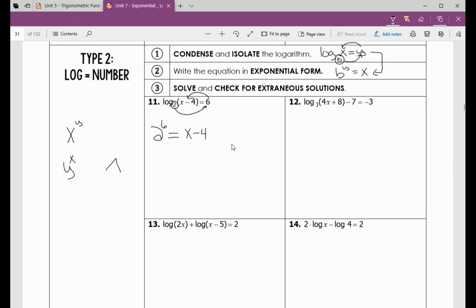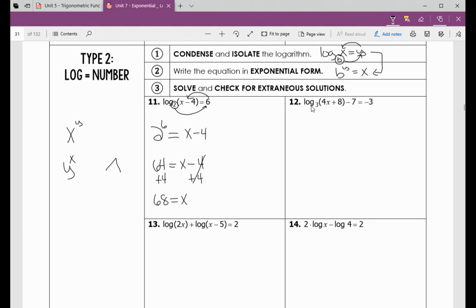We're going to set it up that way every time. We're going to do several of these, so you'll get used to the way you set them up. 2 to the 6th power, what is that value? 64 equals x minus 4. When you add 4, you get 68 equals x.